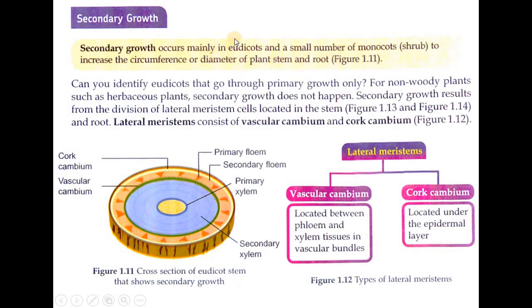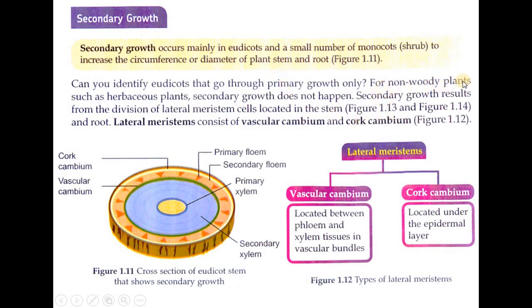So what is a eudicot? Eudicot is another name for dicot. And what is a monocot? Eudicots refer to the flowering plants that produce two leaves after germination, and monocots refer to the flowering plants that produce one leaf after germination. The purpose of secondary growth that you should know is to increase the circumference or the diameter. Usually we use the word diameter, to increase the diameter of the plant stem and root.